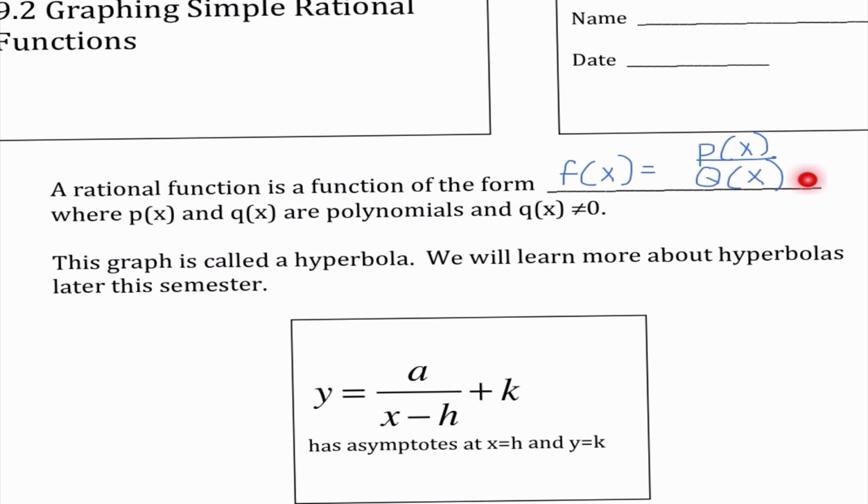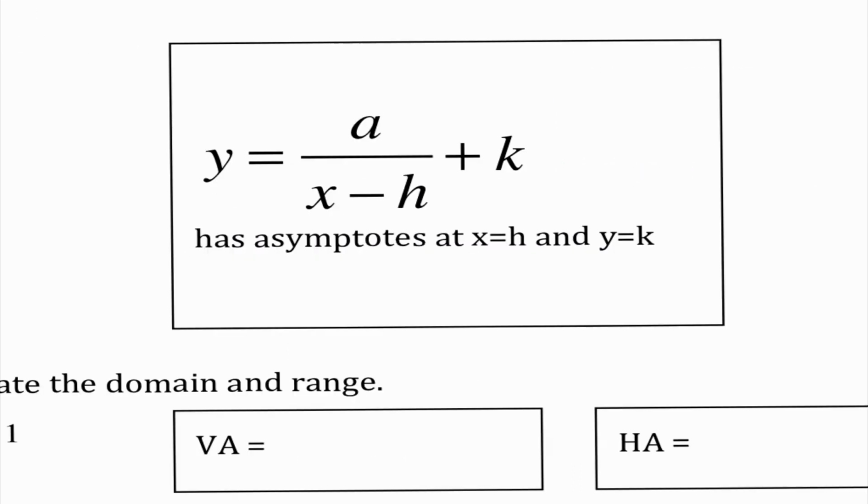And this graph is going to make a new shape. It's going to kind of look like two parabolas that are interesting, kind of sideways, and we call it a hyperbola. And we will learn a lot more about hyperbolas later in this semester. So here's the first of the two different equations we're going to be dealing with today. Notice we have a fraction plus a constant.